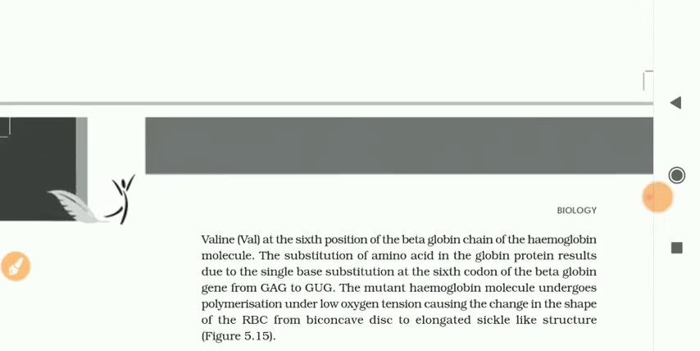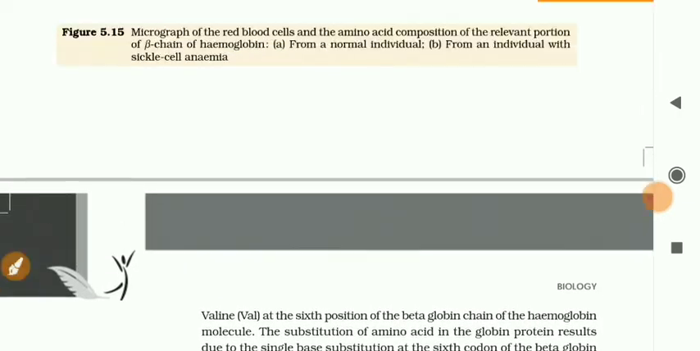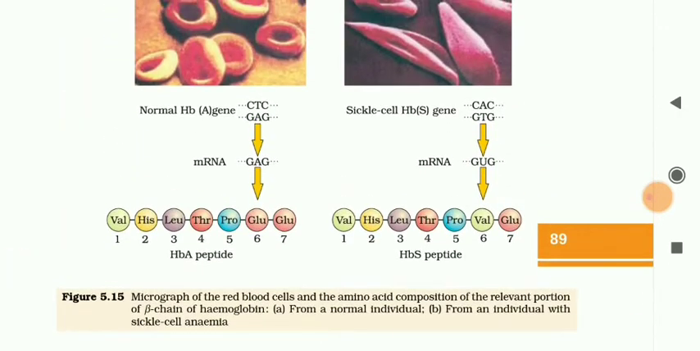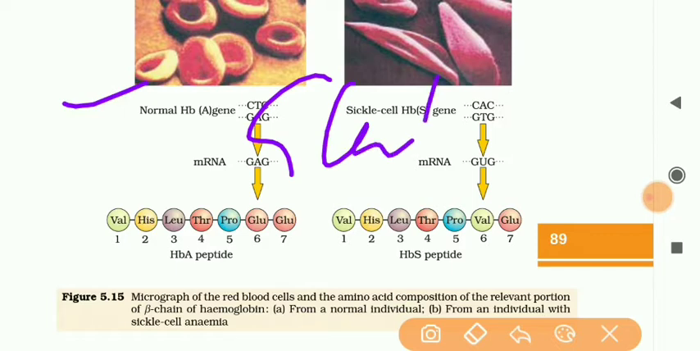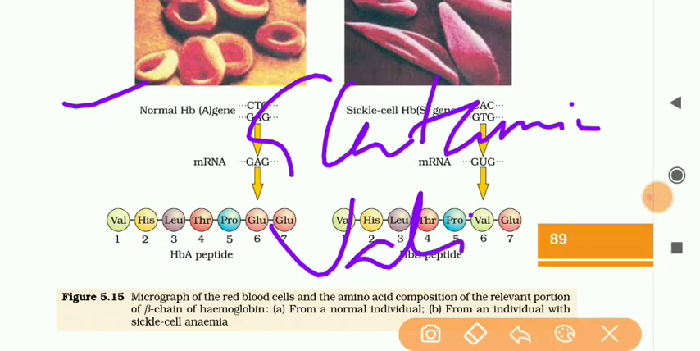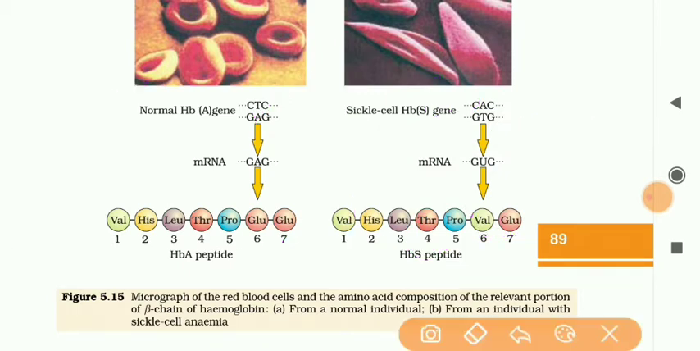Then what will occur? The RBC changes into a sickle-like structure. Here you can see that glutamic acid changes into valine at the 6th position. Now check here: here is glutamic acid and here is valine. The position is number 6.